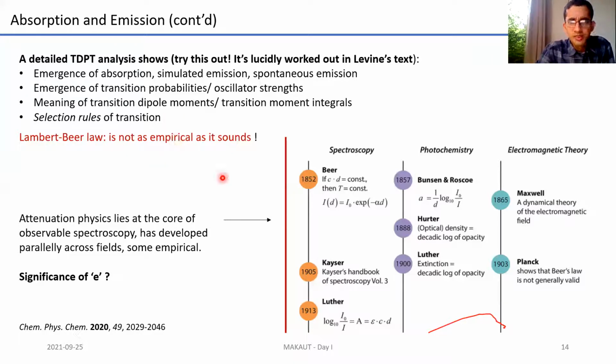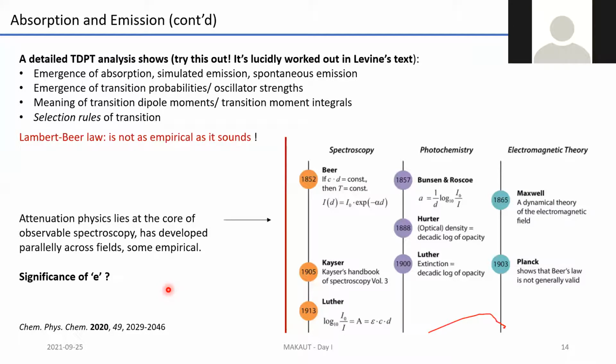Well, just as a follow-up to this, here's a nice description of the Lambert-Beer law from this particular reference. It's an open access paper in ChemPhysChem 2020. I'm happy to share the slide, and if you're interested, you can look up this paper. They explain quite lucidly the development of the Lambert-Beer law over time. So attenuation: you have radiation passing through a system, and there is attenuation happening.